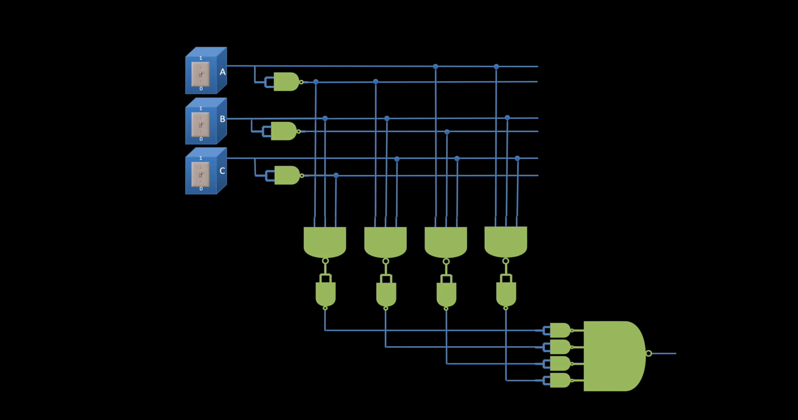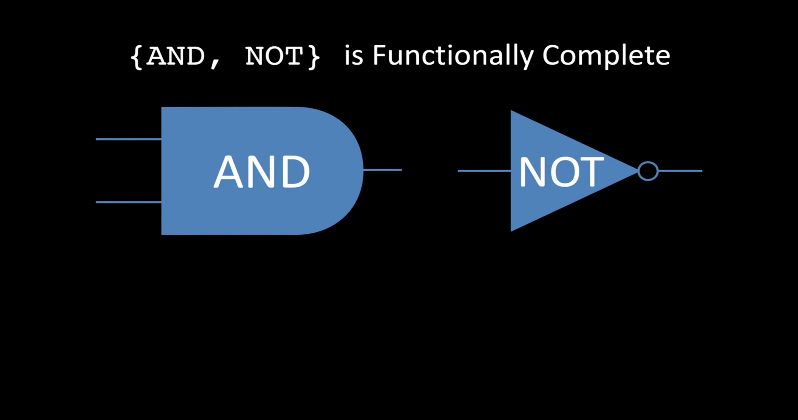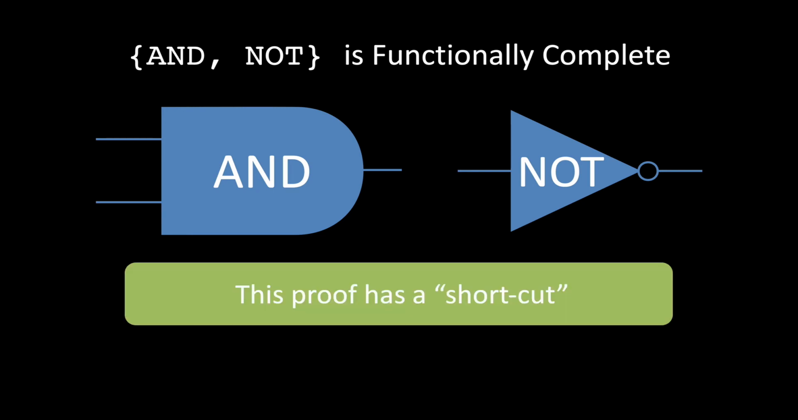Now, this may not be the most efficient way to build this circuit using NAND gates, but our point here is only to show that it can be done. All right, let's do another example. How would you prove that the set AND, NOT is functionally complete? This may initially seem trivial, but try it anyway. This proof has a shortcut I want to make sure you see.